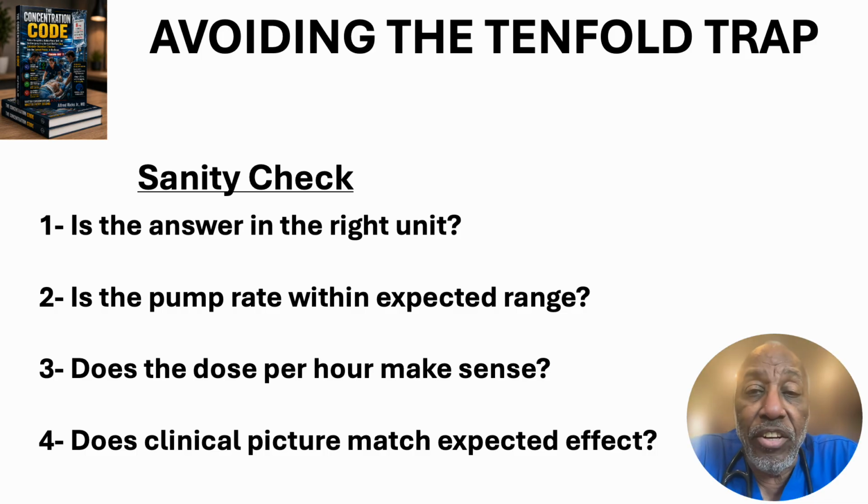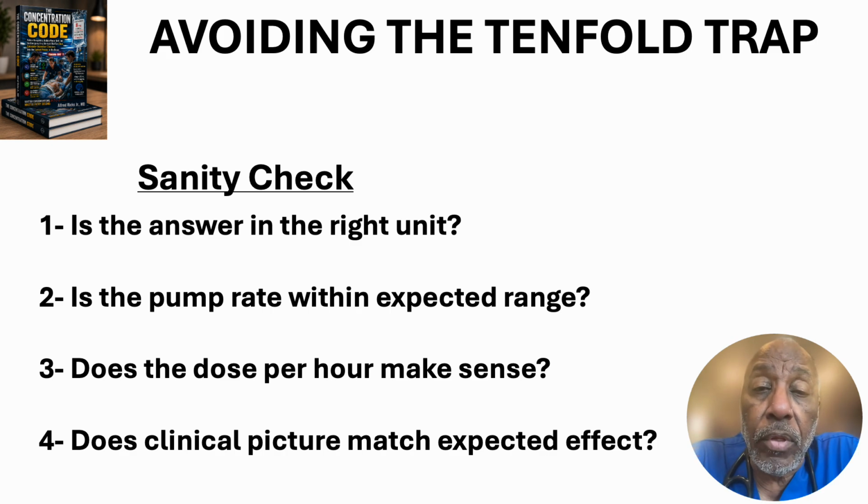What I call the sanity check system has 4 questions you run on any drug calculation before you program a pump. First, is the answer in the right unit? If you're calculating milliliters per hour and your answer comes out in micrograms, something went wrong in the setup. Second, is the pump rate within the expected range of this drug? Most vasopressors run between 1 and 60 milliliters per hour for standard concentrations. An answer of 300 milliliters per hour for a norepinephrine drip should stop you cold.